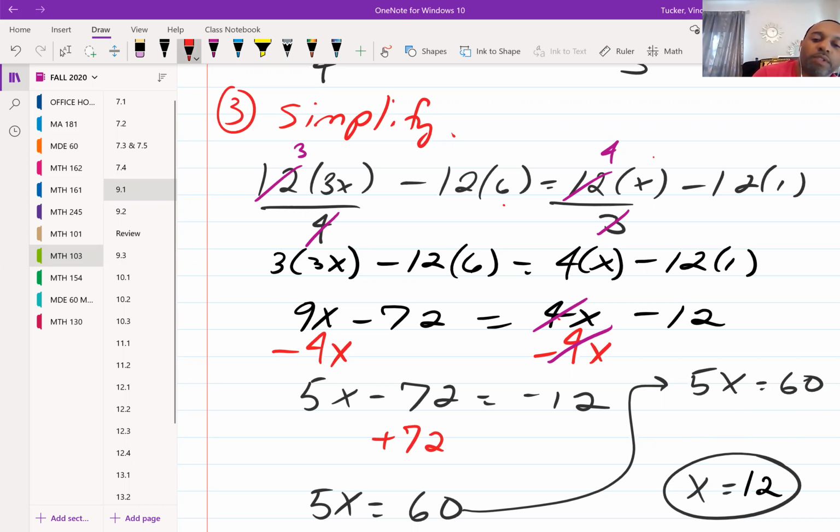Add 72 to both sides. So that'd be 5x equal to negative 12 plus 72, which will give you 60. Finish it all by dividing by 5. And x is equal to 12.